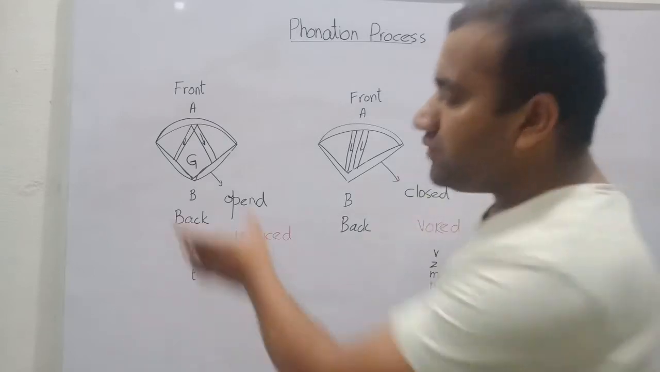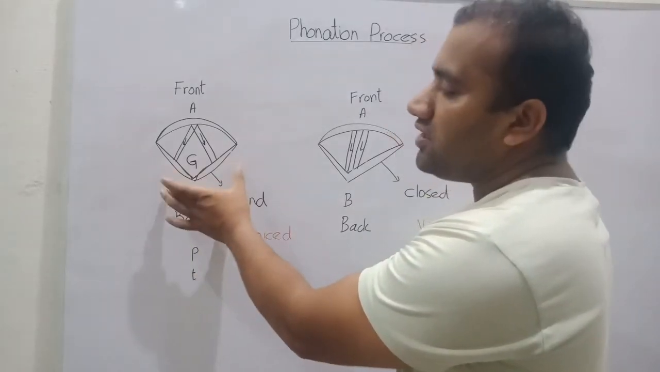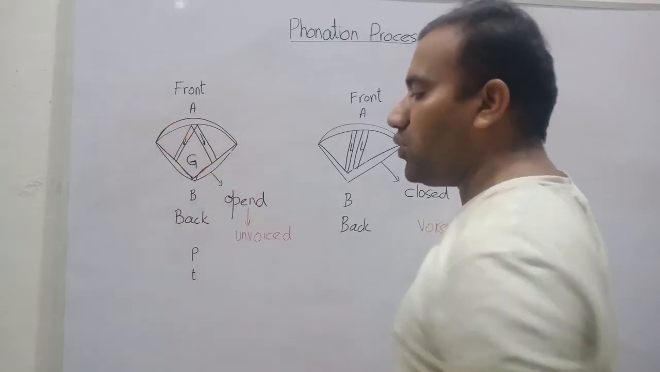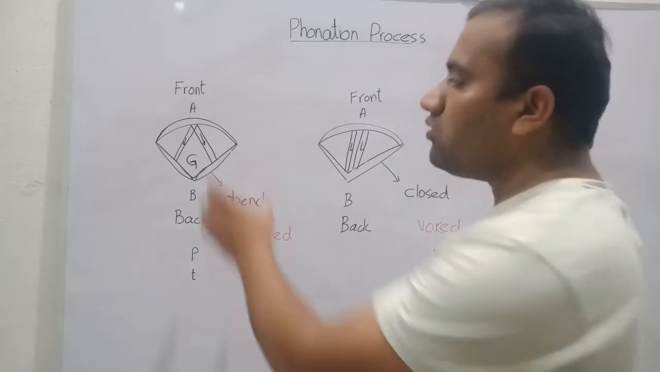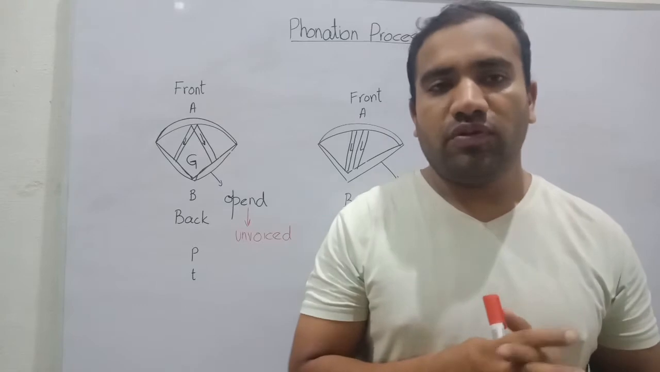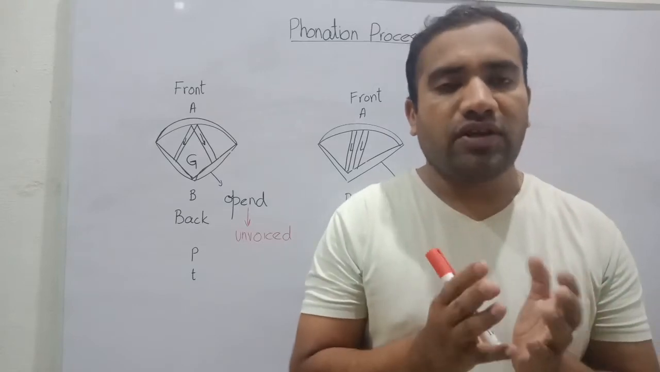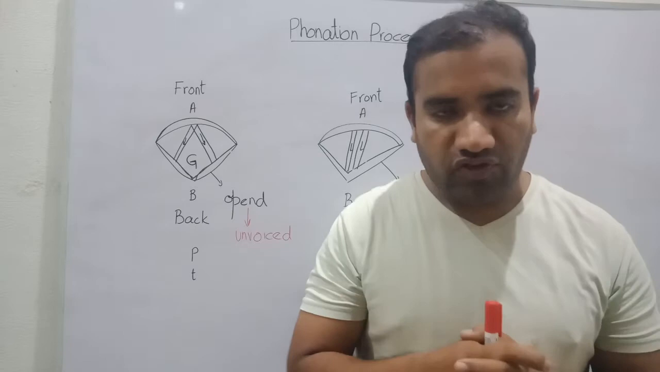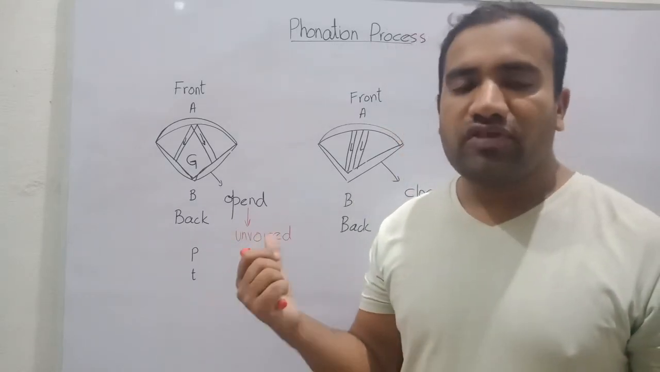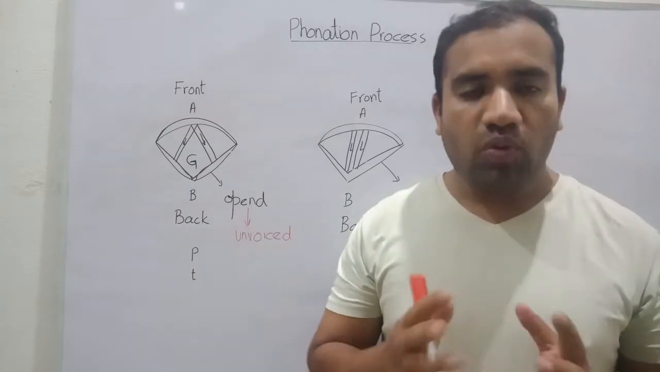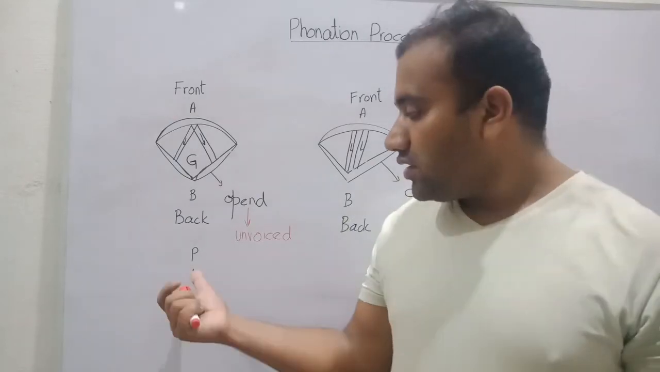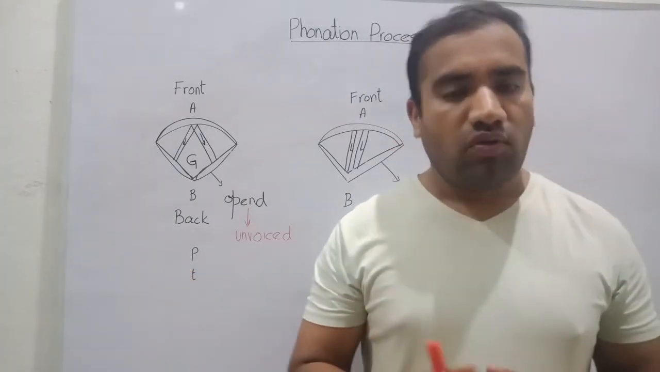When this is the state you are seeing, you can say that the vocal folds are open. If the vocal folds are open, the air comes through the vocal fold and does not affect it. This sound is called the unvoiced sound or voiceless sound. What are the unvoiced sounds? Like when you produce P, you can say that this is a voiceless sound.